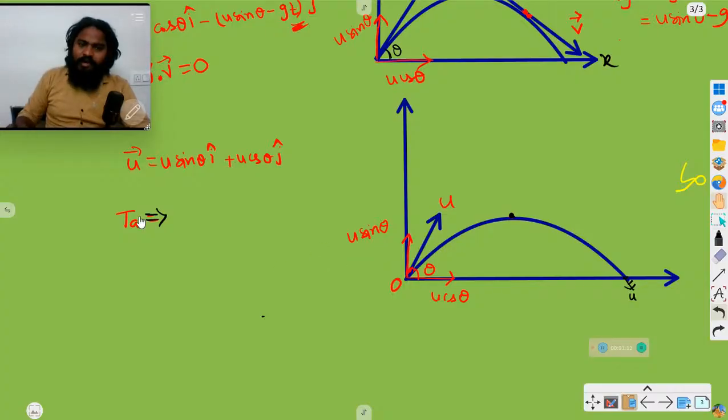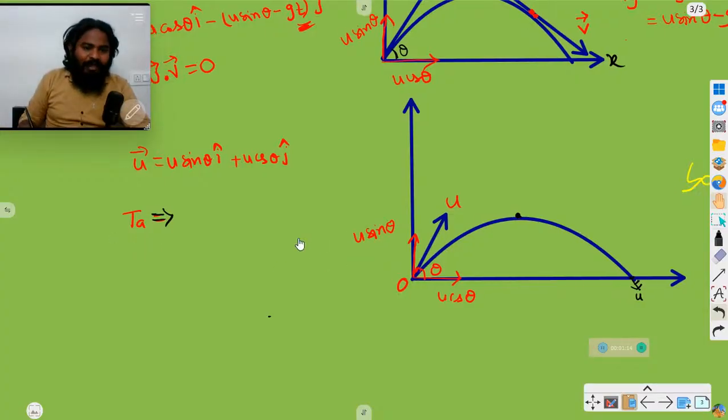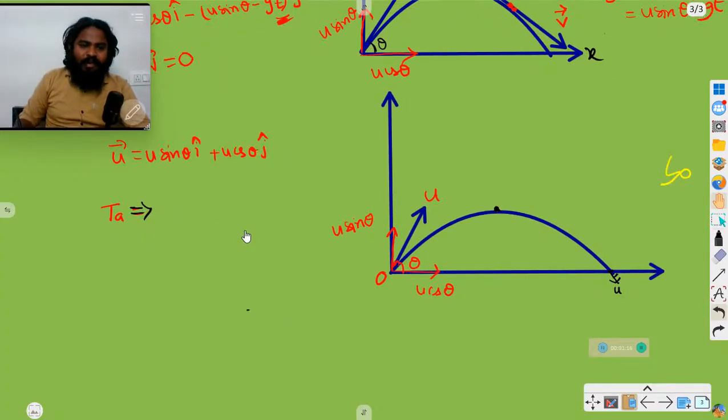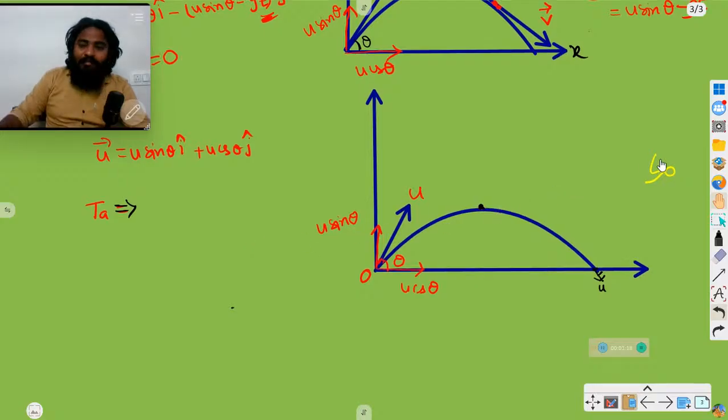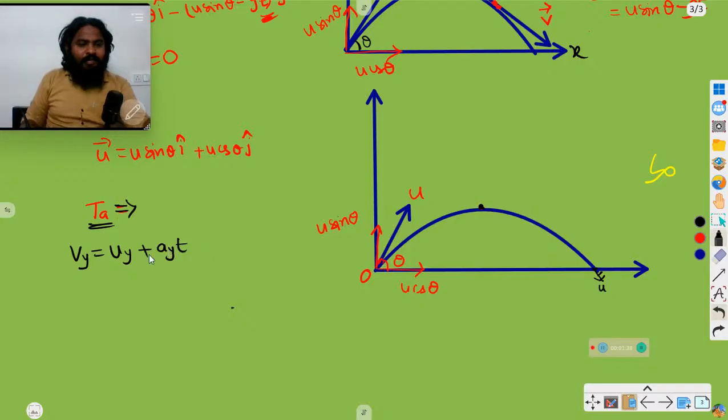So now here I'm going to find out the time of ascent. Time of ascent is nothing but the time taken by the projectile to reach maximum height. What is time of ascent? The time taken by the projectile to reach maximum height is called time of ascent. So I will use V = U + at, that is Vy = Uy + Ay into t. This formula I will use, and I will calculate the time of ascent.